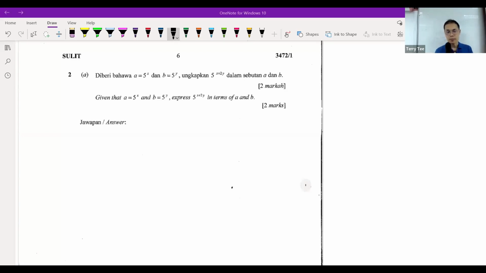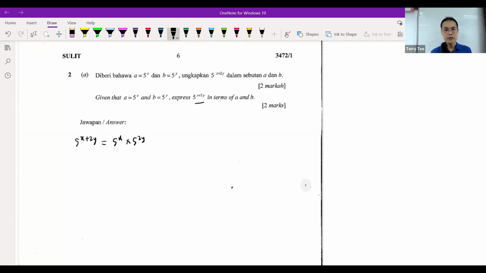Okay, moving on to question number 2. This is from the chapter Indices and Logarithm, Form 4, Chapter 4. So you're given that A is 5 power x and B is 5 power y. You're supposed to express 5 power x plus 2y in terms of A and B. So number 1, we can break this up. 5 power x plus 2y, we break it up to 5 power x times 5 power 2y. Okay, so that's number 1.